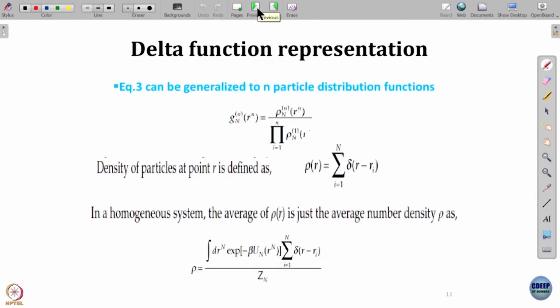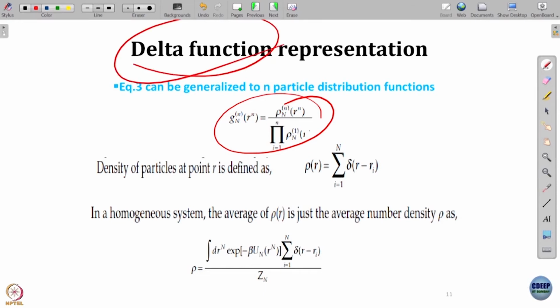Okay. So, we now generalize to the n particle distribution. Many times we need the 3 particle distribution G3. So, from the discussions I have done, this is Gn, and then density rho r. I give this delta function representation, which is a simple but straightforward thing, since we now want to talk of n particles.